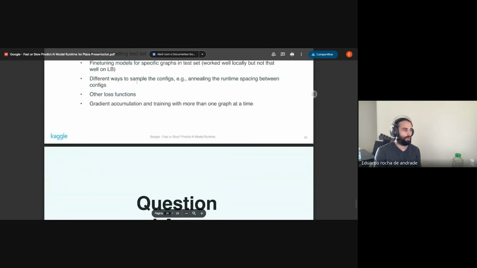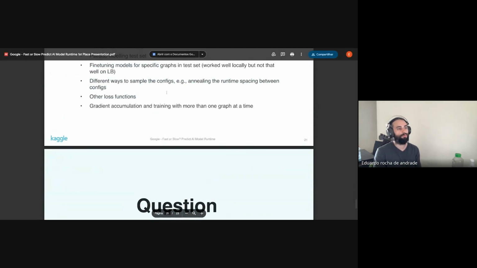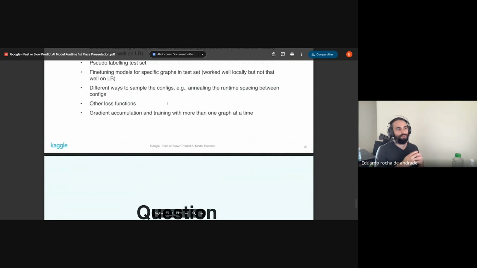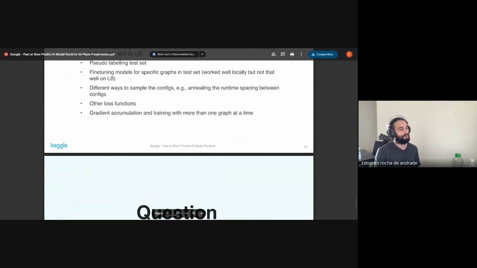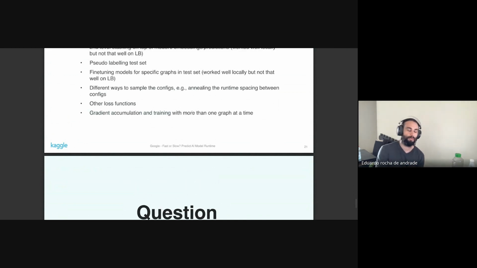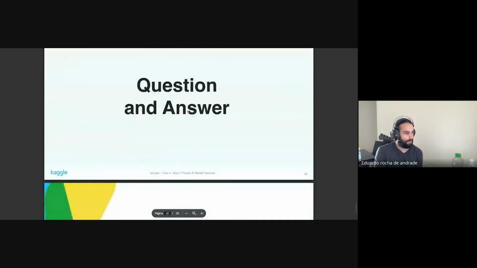We tried a lot of ways to sample the configs as well, like making sure that in the beginning, the runtimes between the configs are sparse, so it's easy samples basically. And then by the end of the training, we start to get only configs very similar in terms of runtime. So it makes it harder for the model, but this also didn't help. Other loss functions, as I mentioned, and gradient accumulation and training with more than one graph also didn't work. That's pretty much it for our presentation.